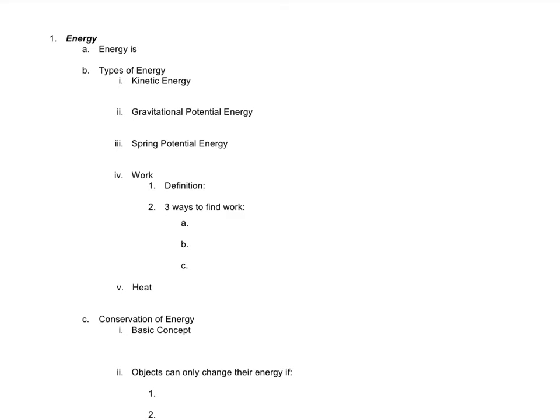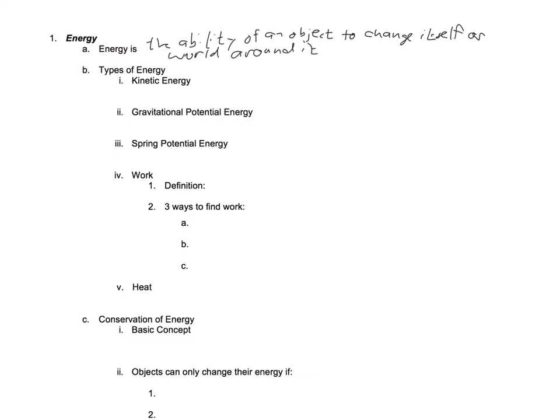Alright, so to begin with our review of energy and momentum, let's start out with a basic definition of energy. What we've always said is energy is the ability of an object to change itself or the world around it. And there were a few different types of energy we talked about. The first was kinetic energy, which is the energy of movement. We can find that with K equals 1/2 mv squared.